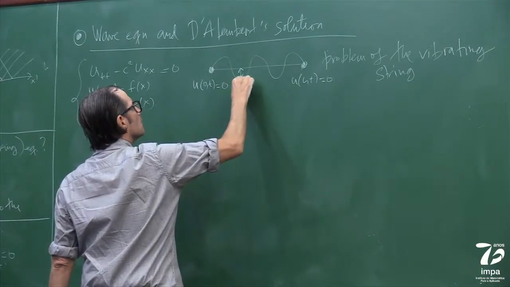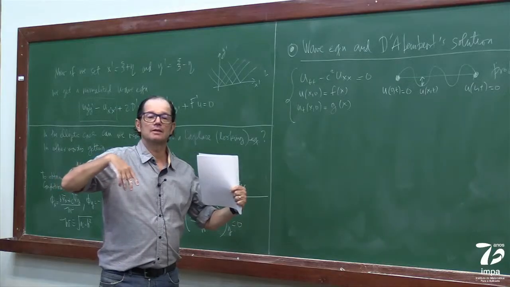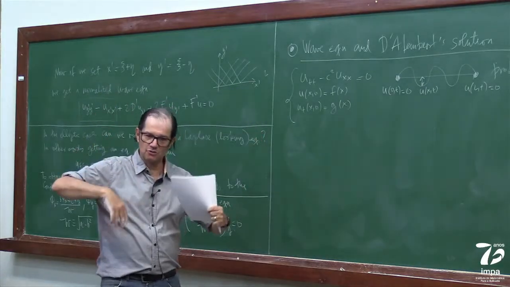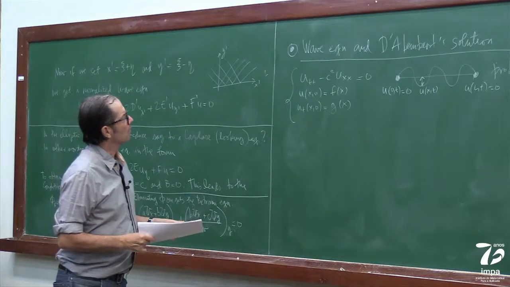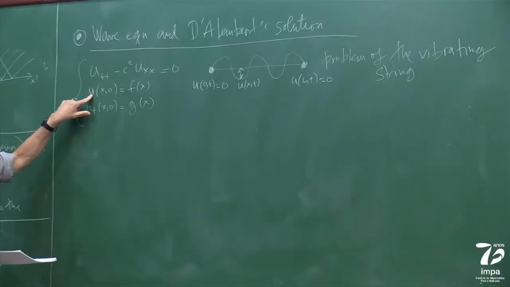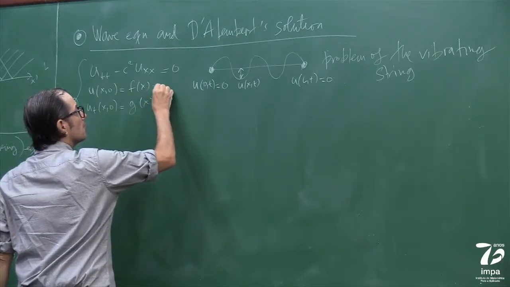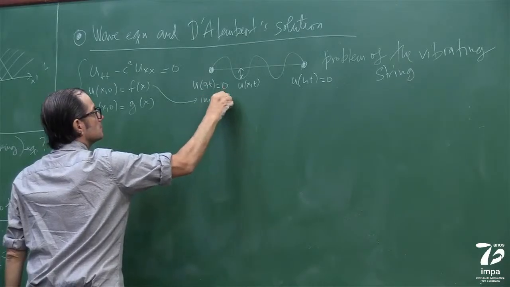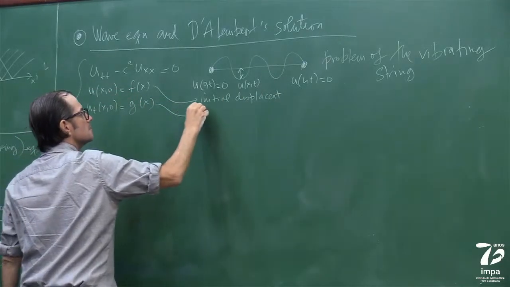U of x, t is this vertical displacement of the vibrating string. In water waves, for example, in many cases of waves, but in particular water waves, a wave like this is called a standing wave. It just goes up and down. That's not propagating. And now, what does this say? This is the initial displacement.